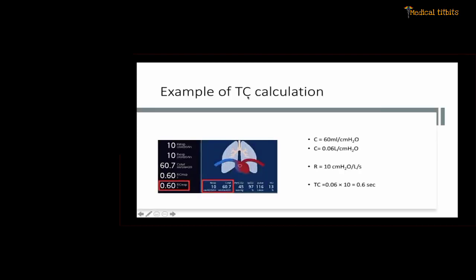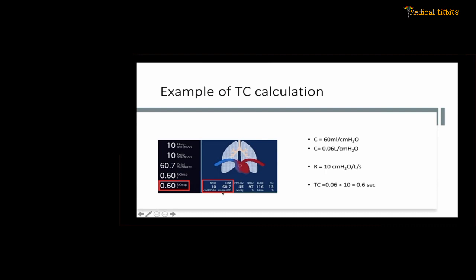One example of time constant calculation here: the machine gives you the resistance value and compliance, that is the static compliance. There is something tricky about it. The time constant is the product of compliance and the resistance.